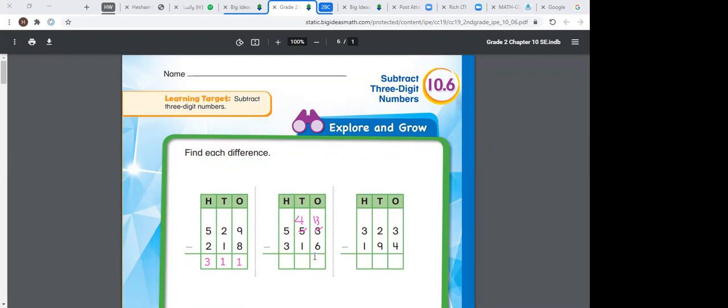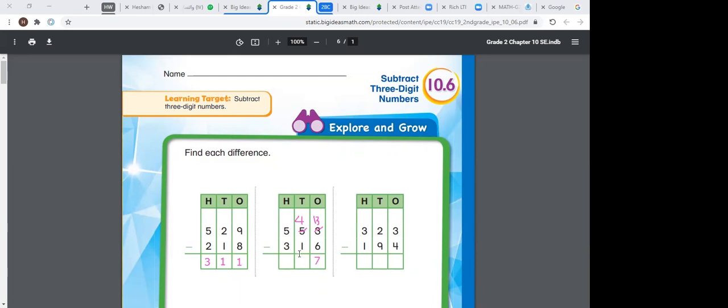13 minus 6 equals 7, Asaf. You can close your hand and count after 6: 7, 8, 9, 10, 11, 12, 13. You will get 7 fingers. So the answer equals 7. Now 4 minus 1. Can be or can't be? Quickly.